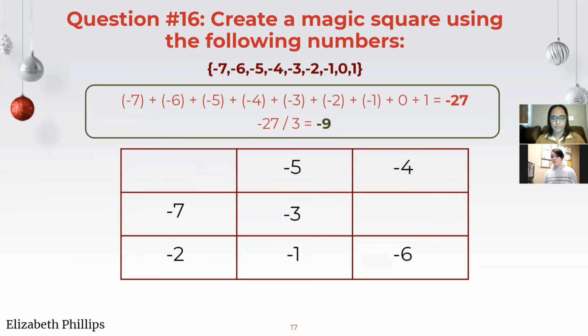So what we're going to do now, because we have 3 boxes in each row, column, and diagonal, we're going to divide -27 by 3, and we should get -9. Well, this just means that we need -9 in each row, column, and diagonal. It makes things a little bit easier as far as solving goes. So next, we're just going to do a little bit of trial and error, because magic squares, honestly, are mainly trial and error, and eventually we'll find the numbers 0 and 1.